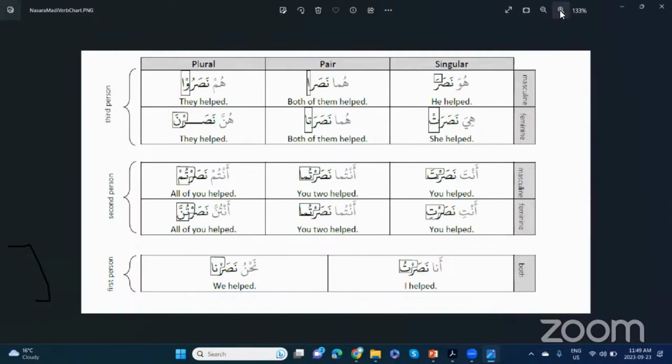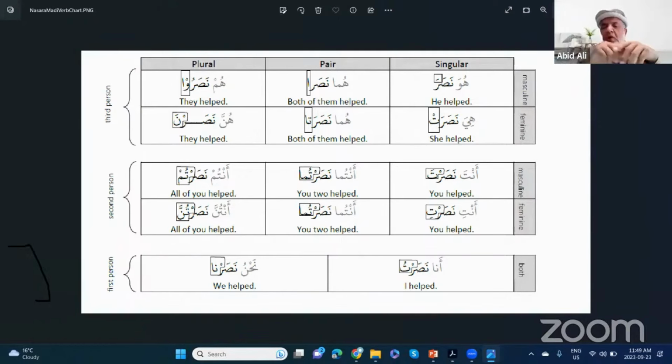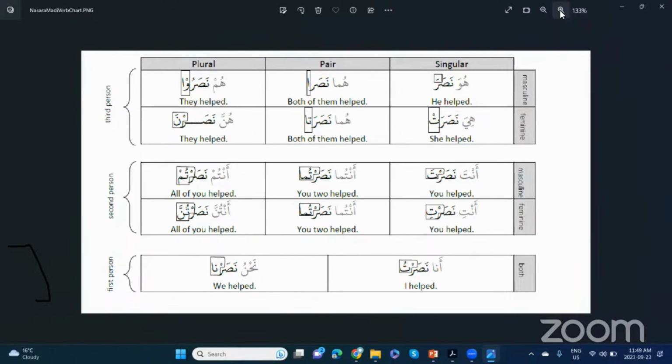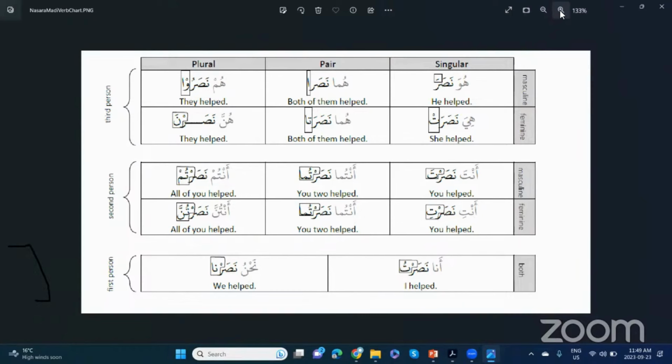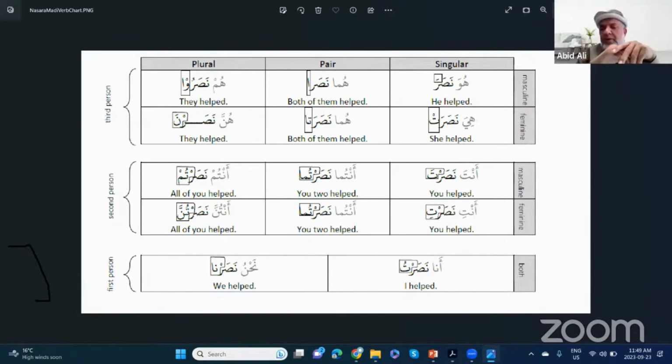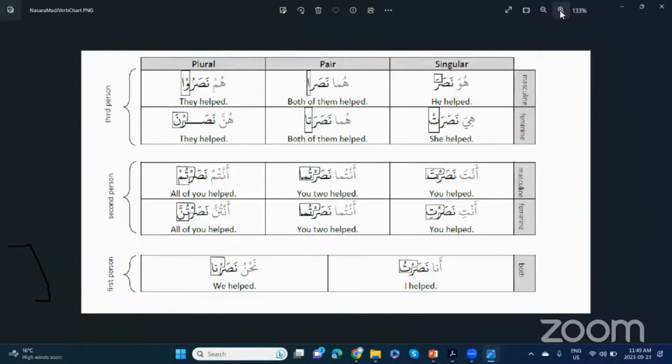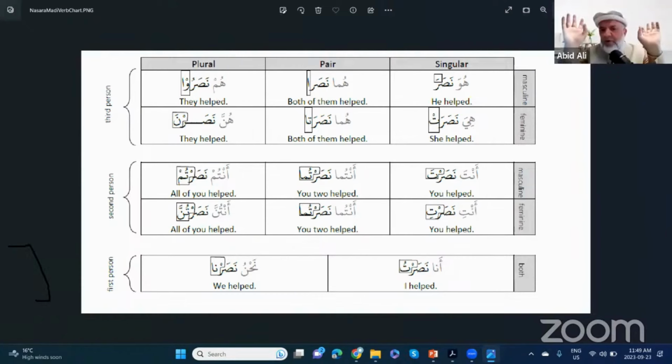But over here, I have written huwa nasara. You see that there is a huwa beside the nasara? Why am I showing you this? Do I need to write the huwa here? No. If I see nasara, what will be my translation? He helped. I'm going to assume that huwa is part of nasara.